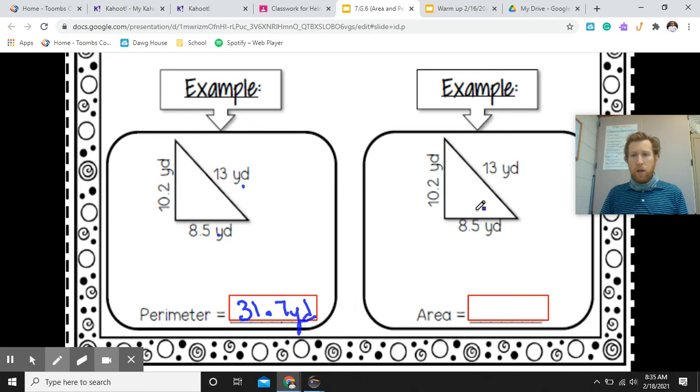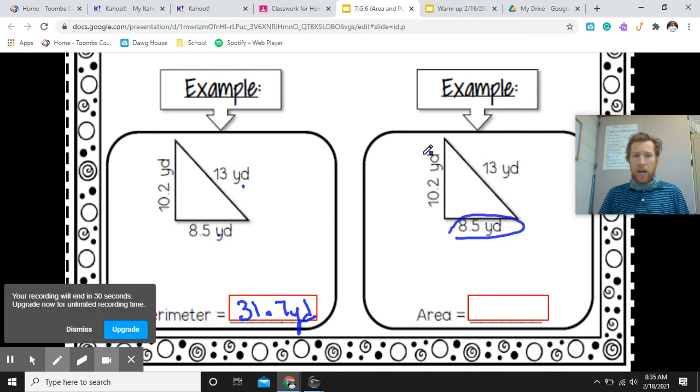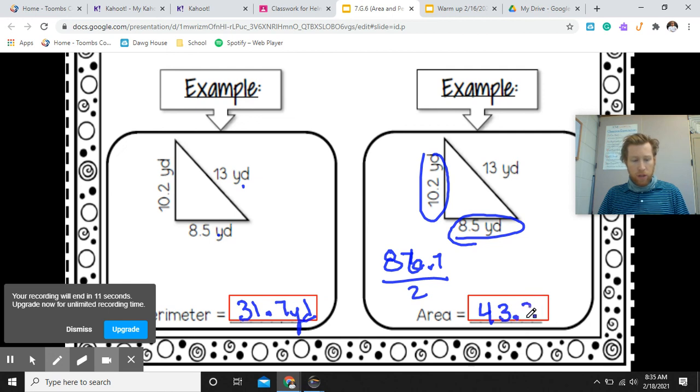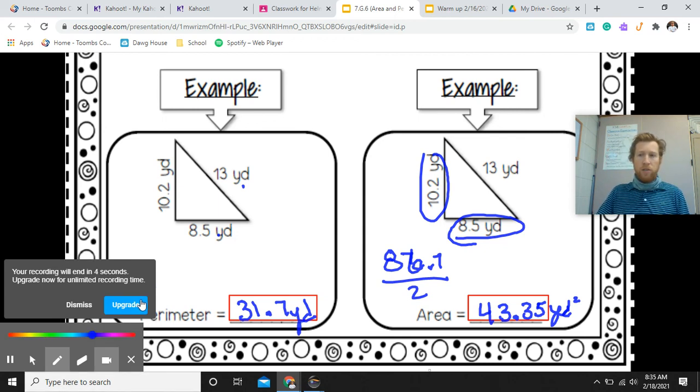Okay, our triangle here, you will notice that we have 3 numbers. We do not need to use all 3 numbers. We want the base and we want the height. So obviously I would consider this one the base. I would consider this one the height. So we're going to take 8.5 times 10.2, and we get 86.7. Then we need to cut it in half. And so when we do that, our grand total answer will give us 43.35 yards squared. Okay, take a second to pause, get all your answers down as you need.